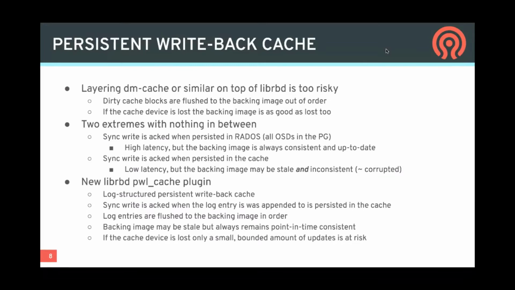So there is now a librbd plugin that implements a log-structured persistent write-back cache. The key here is the log aspect. A synchronous write gets ACKed to the user as soon as its log entry is persisted on the cache device, and dirty log entries are flushed to the backing image in order. As a result, the backing image is always point-in-time consistent, no matter what. And if the cache device is lost, you only lose a small bounded amount of updates, typically in the range of single-digit seconds or something like that.